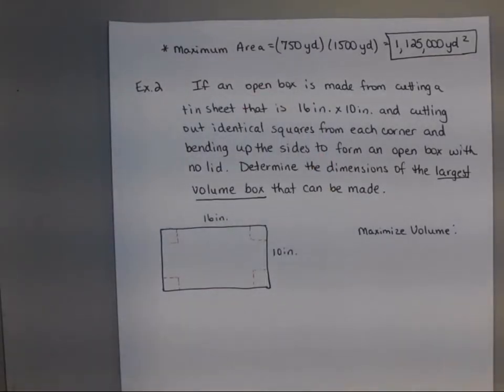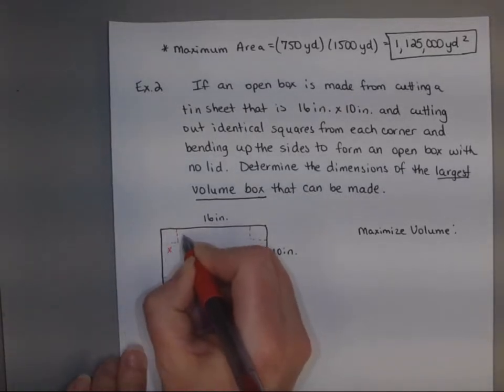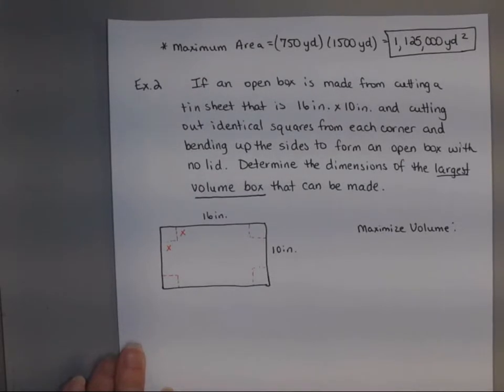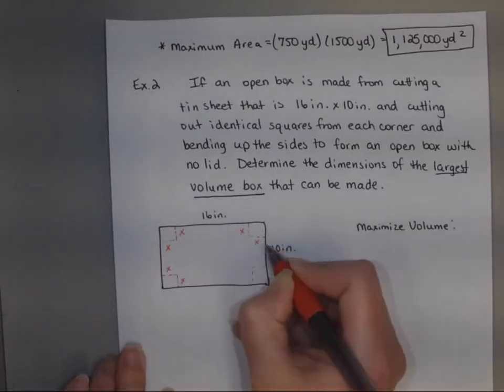The problem is, do we know how much we're going to cut off? We don't, right? Luckily they are squares and they're all identical to each other. So if we don't know the measurements of one side, what are we going to call it? X, right? But it's a square, so both measurements are X. And then notice they're all X's, right?